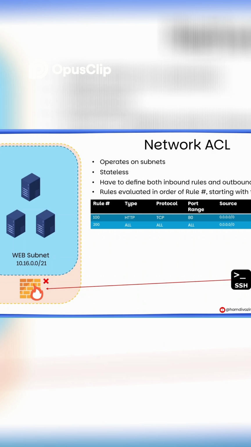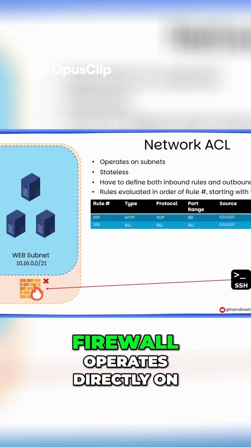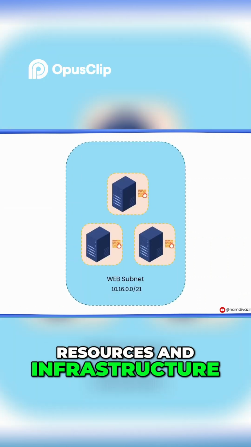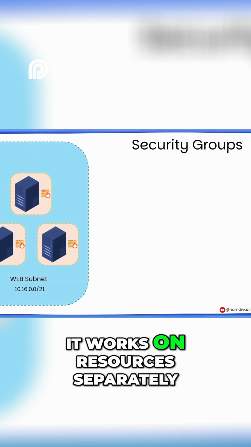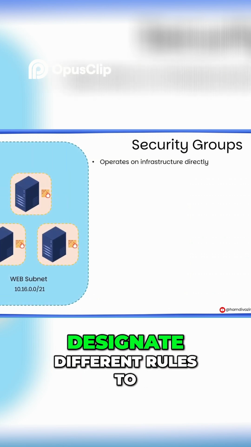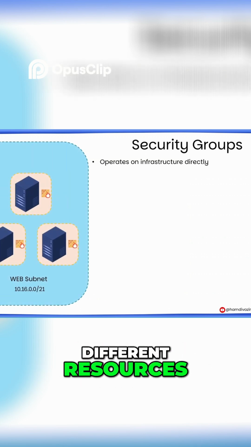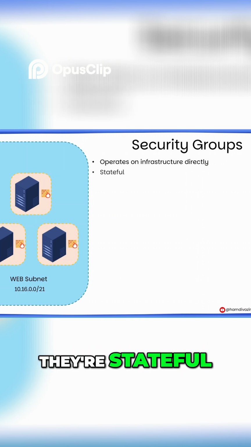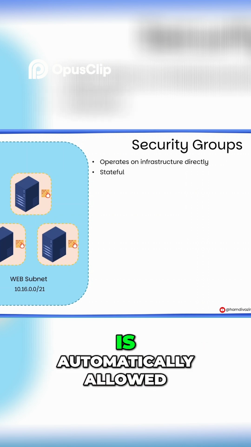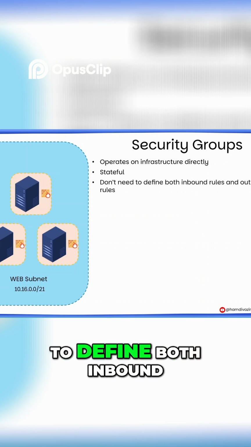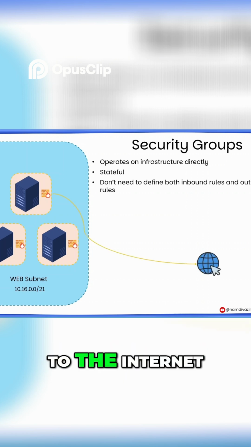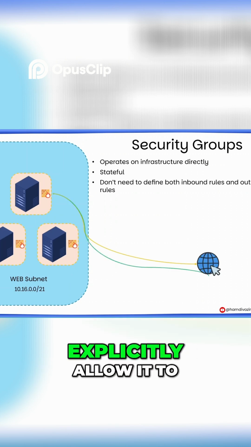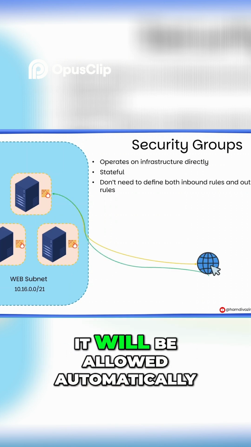The second type of firewall operates directly on resources and infrastructure rather than the whole subnet or VPC. This type of firewall is known as a security group. It works on resources separately, which means you can designate different rules to different resources. Unlike network ACLs, they're stateful, which means returning traffic is automatically allowed, so you don't need to define both inbound and outbound rules. If you allow traffic to the internet, for example, you don't have to explicitly allow it to give you a response. It will be allowed automatically.